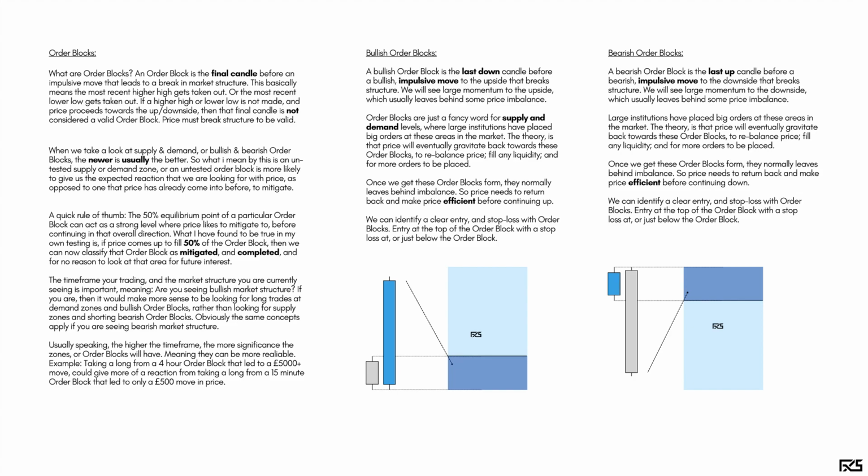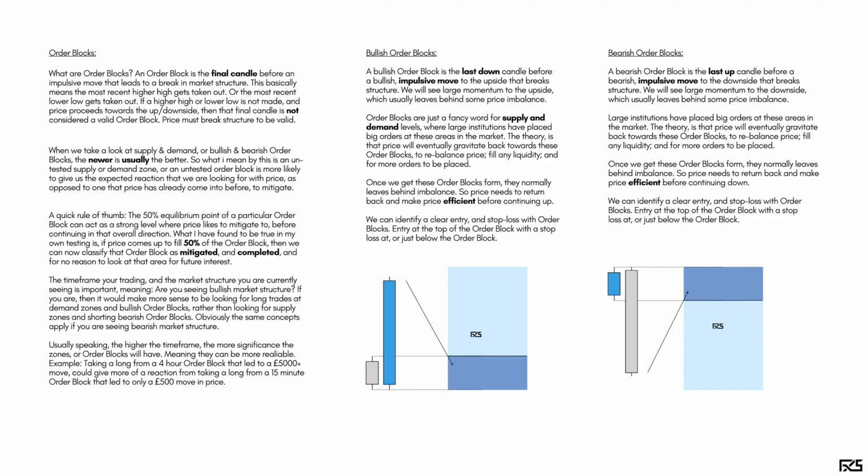Now, order blocks are just a fancier word for supply and demand. They're pretty much the same thing, but we're just taking the one candle rather than that consolidation range. Now, these levels are where large institutions have placed big orders at these areas in the market.